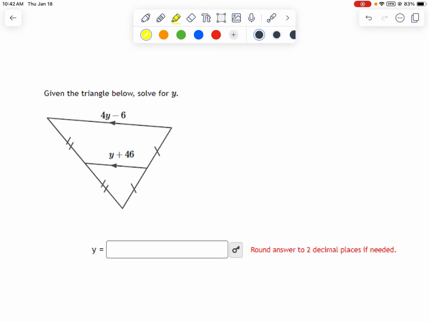We have the triangle below, solve for y. First off, we see y on this outer segment here. We also see a y on this little inner line there. And we're also told a few other important things. Our first goal is to figure out what y is.